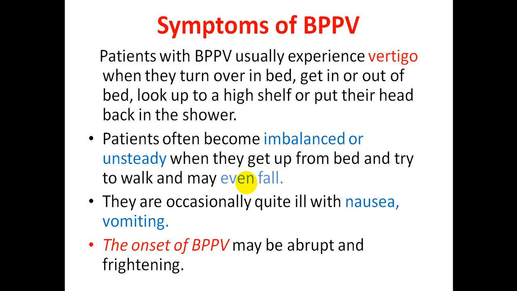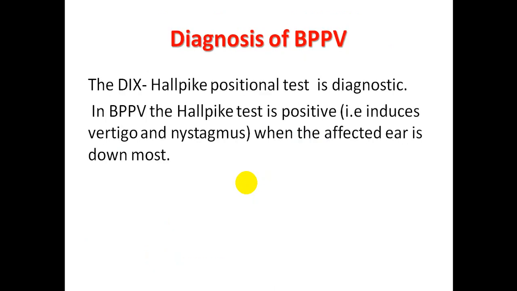There are no associated features of cochlear involvement. There is no hearing loss or tinnitus, and no neurological features, just vertigo for a few seconds provoked by a change in the head position. How can we confirm the diagnosis of benign paroxysmal positional vertigo? By a special test called the Dix-Hallpike positional test.